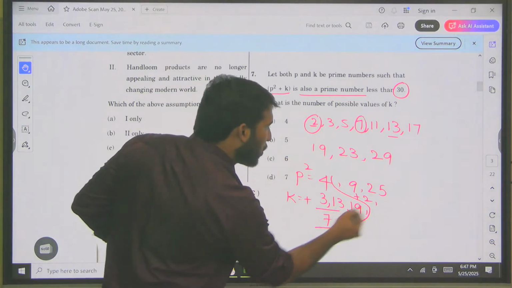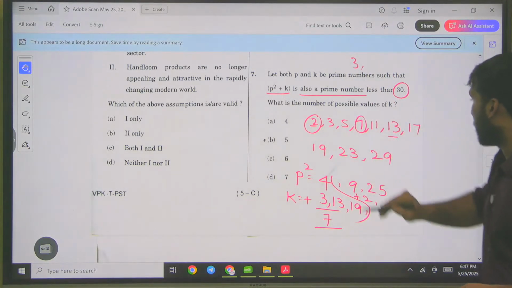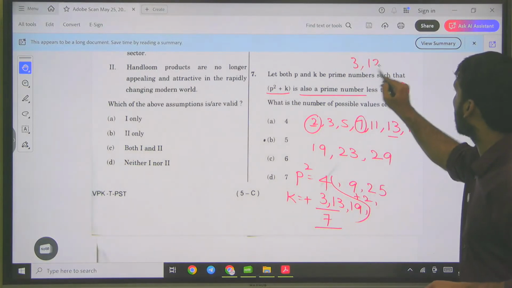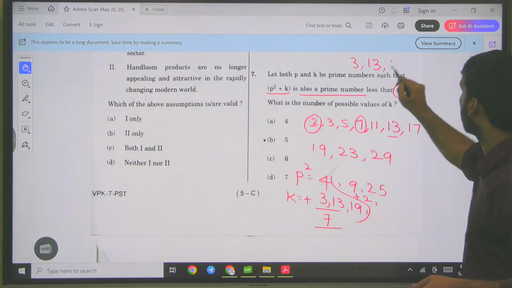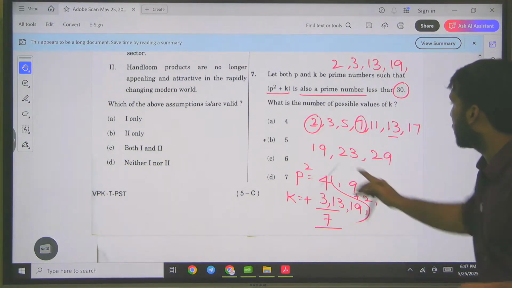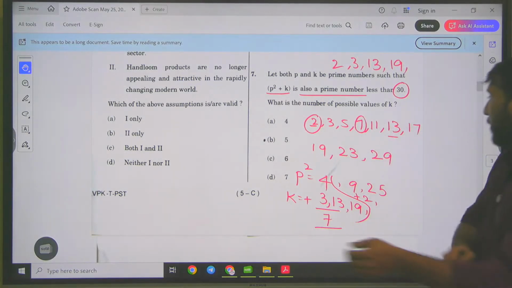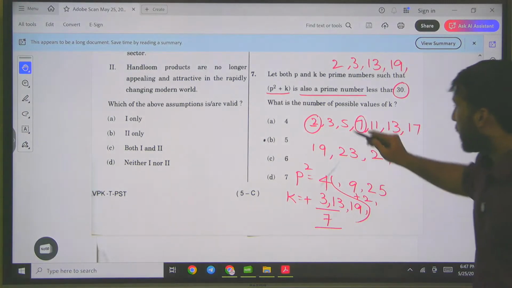So what are the possible values I'm getting here? 3, K value as 3, 13, 19, and 2, because 9 plus 2 is 11, which is in the limit itself. Okay.